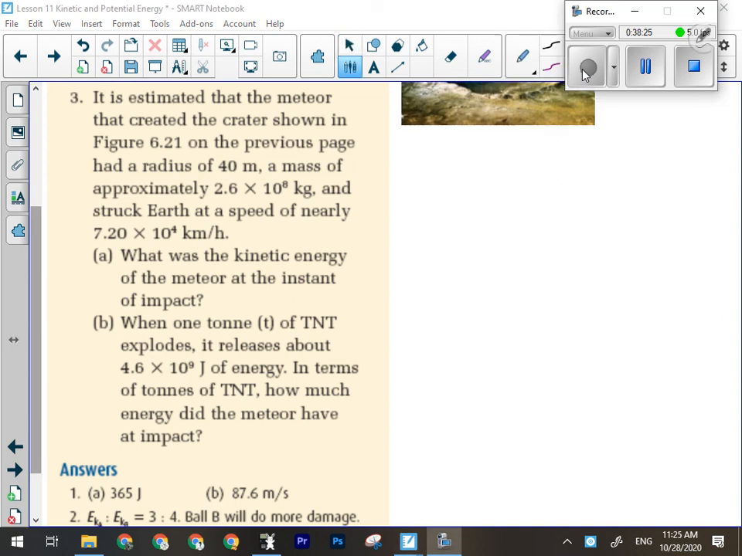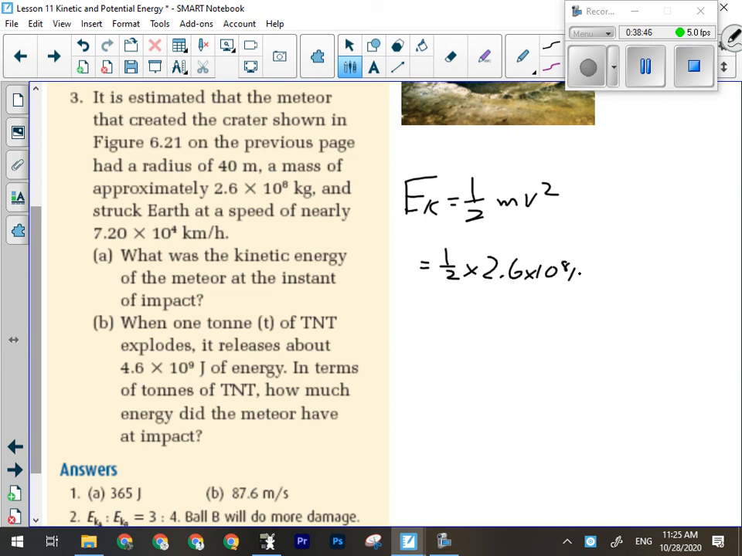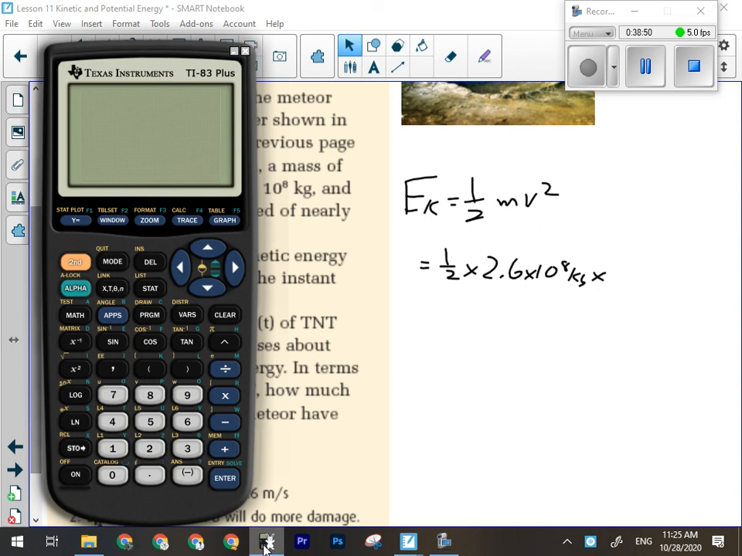Okay, well, let's have a look at this one. So they want us to calculate the kinetic energy of the meteor. That's a pretty simple calculation. All we have to do is plug it in to this formula, 1/2 mv squared. The biggest thing is converting the kilometers per hour to meters per second. So we're going to have 1/2 times the mass, which is 2.6 times 10 to the 8 kilograms, and then times our speed in meters per second.